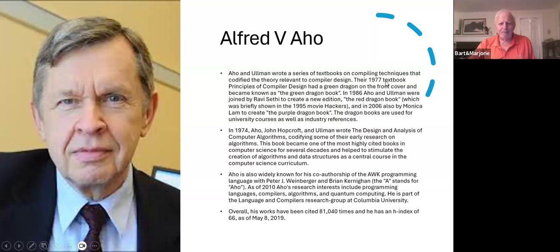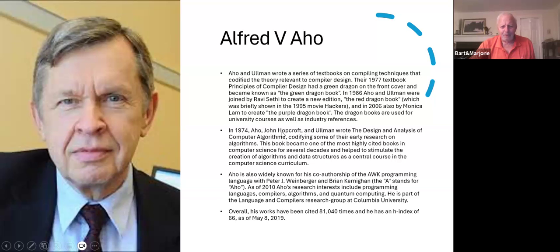Aho and Ullman also wrote a series of textbooks that codified the theory relevant to compiler design. There was a '77 textbook called Principles of Compiler Design that had a green dragon on the front cover, so it became known as the Green Dragon book. In '86, Aho and Ullman were joined by Ravi Sethi at Bell Labs, and they created a new edition which had a red dragon on the front. And if anyone saw the 1995 movie Hackers, they showed this red dragon book there. Then in 2006, Monica Lam joined in, and they created the Purple Dragon book. These are really the standard books on compiler design for languages.